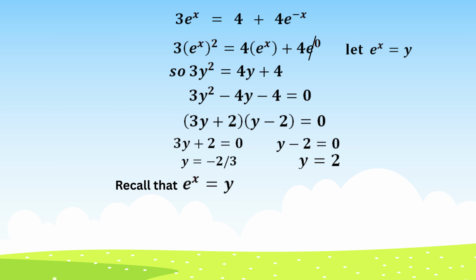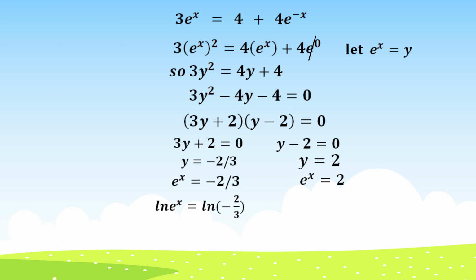Now recall that e to the power of x equals y, so we can replace y with e to the power of x. Hence we get e to the power of x equals negative 2/3, and e to the power of x equals 2 for the second equation. To solve the first equation, we can take natural logs of both sides. Notice right-hand side has the logarithm of a negative number, which gives error since it's not possible, so it has no solution.